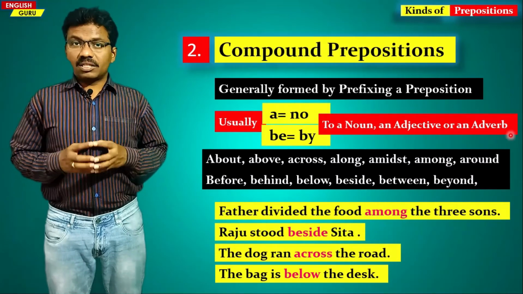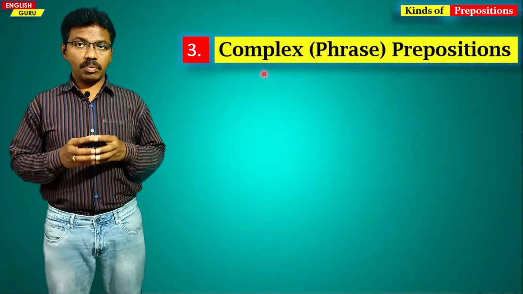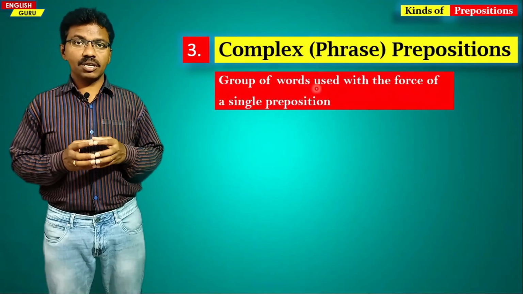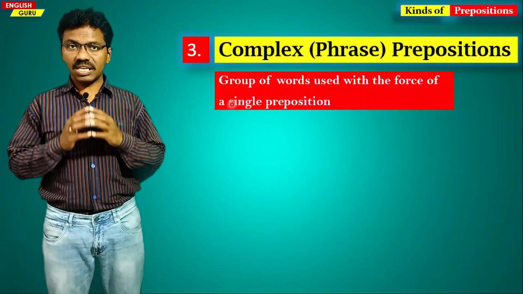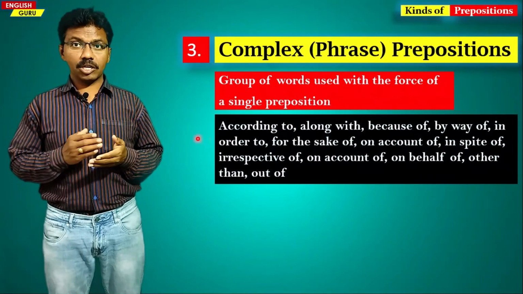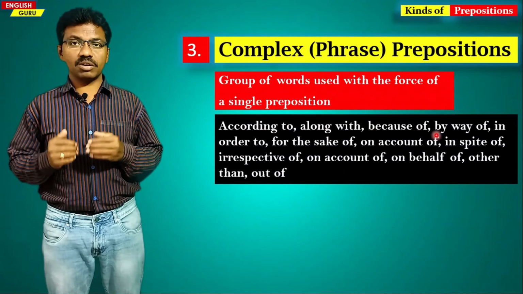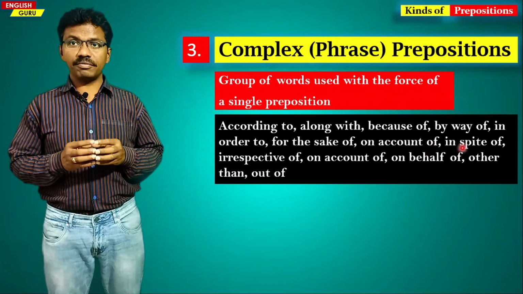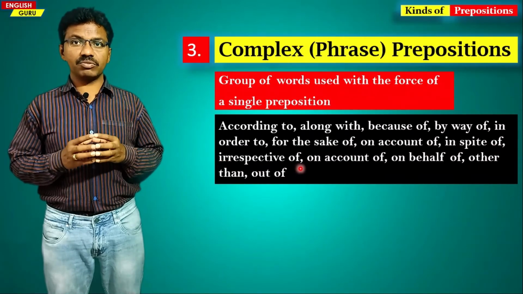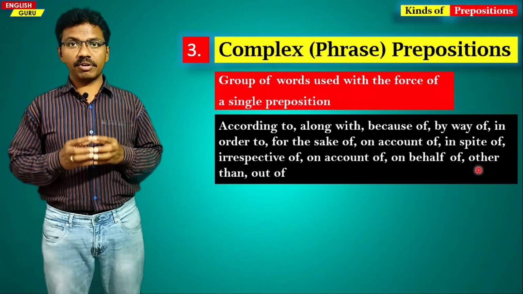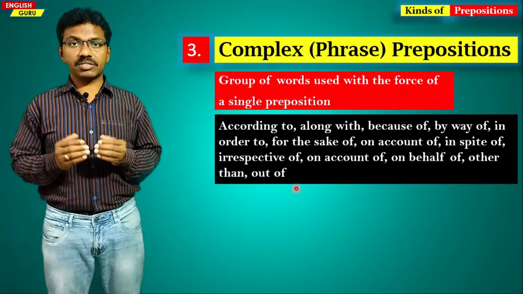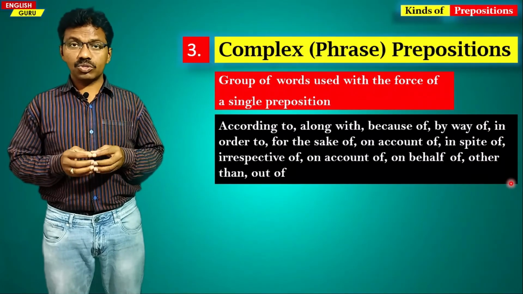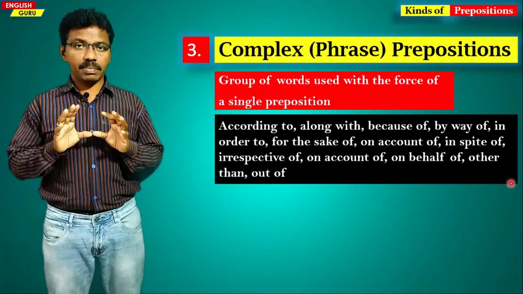Third category of preposition is complex, or we call them phrase prepositions. They are the group of words which are used with the force of a single preposition. For example, according to, along with, because of, by way of, in order to, for the sake of, on account of, in spite of, irrespective of, on behalf of, other than, out of, etc. These are all combinations of words which are used with the force of a single preposition.